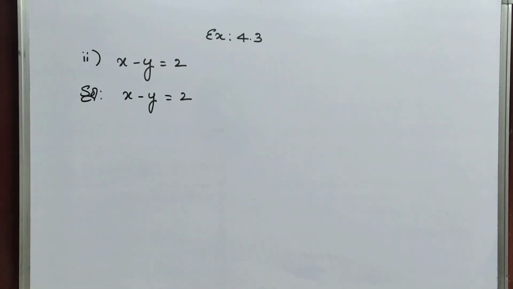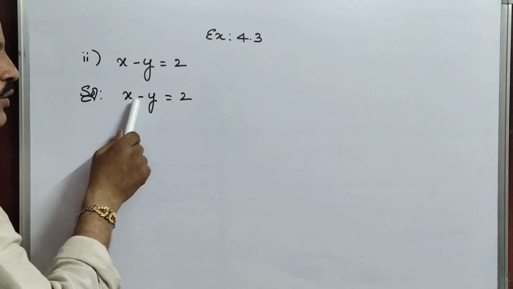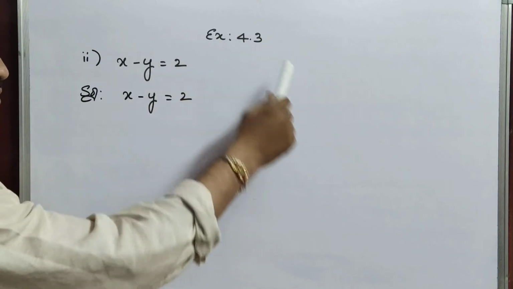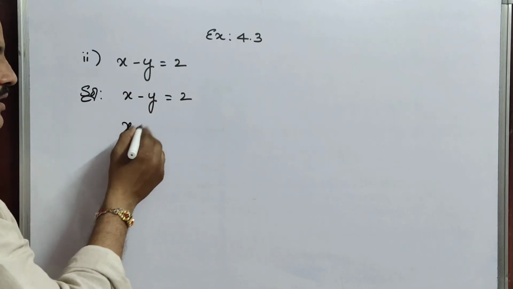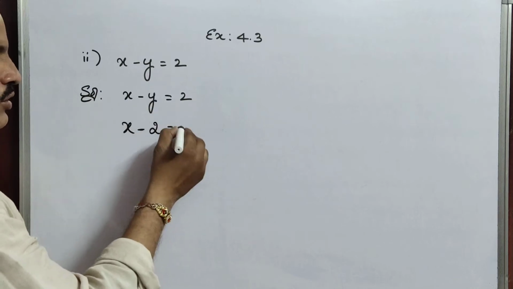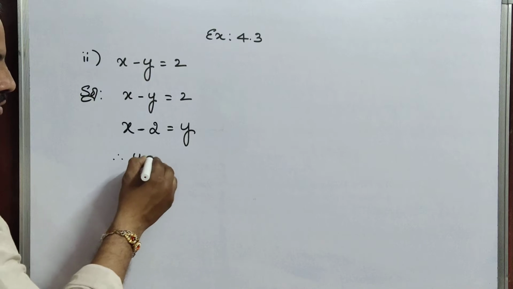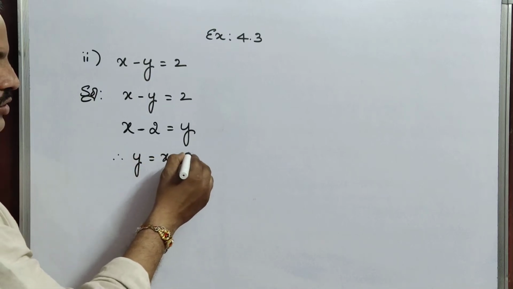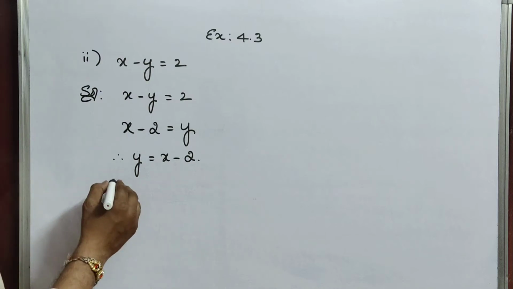Listen very carefully. We want only y, but here y is negative. Why can't you send it to the right side and bring the other to this side? That means x plus 2 will become minus 2 equals y. Therefore y equals x minus 2.